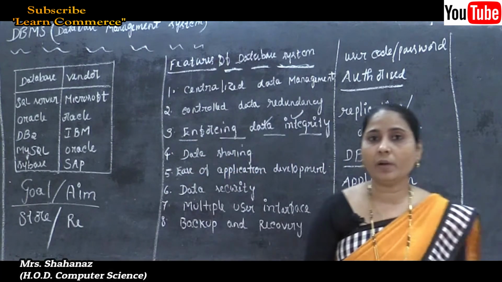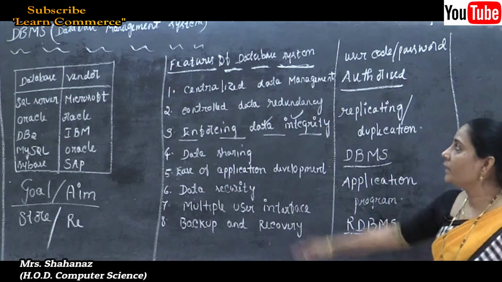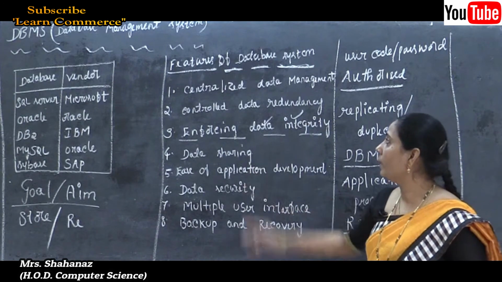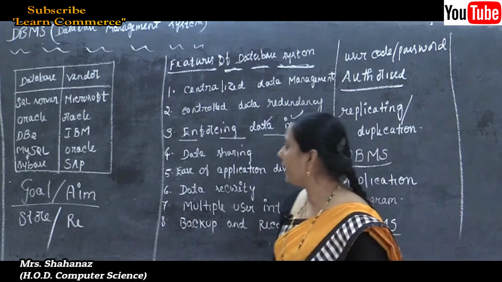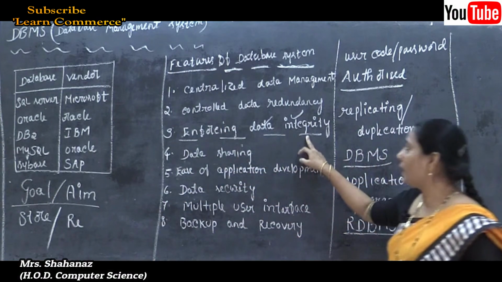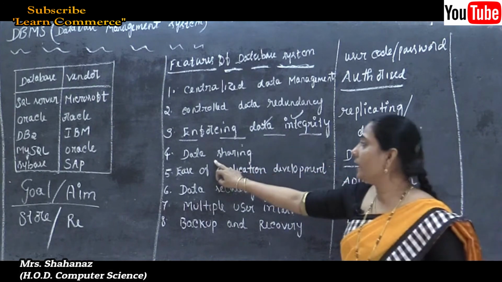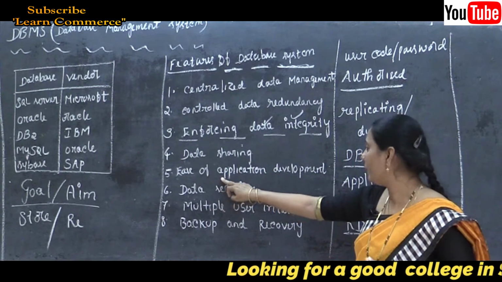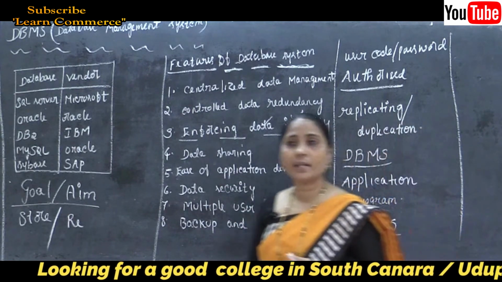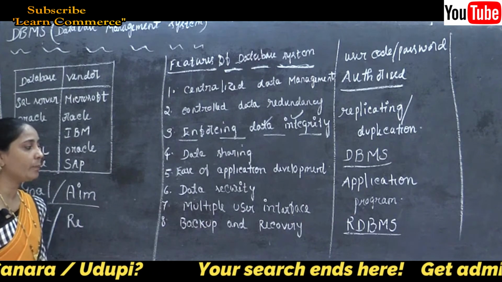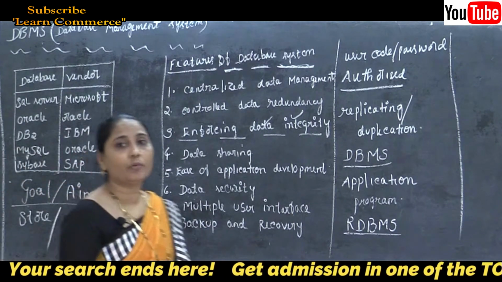Because we already completed the centralized data management, and second, controlled data redundancy, third, enforcing data integrity, fourth, data sharing, next, ease of application development, next, data security. Now our next point is about our multiple user interfaces.